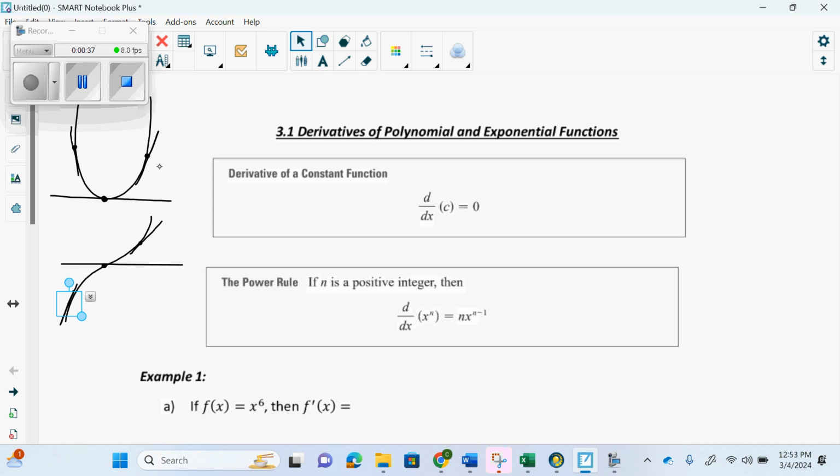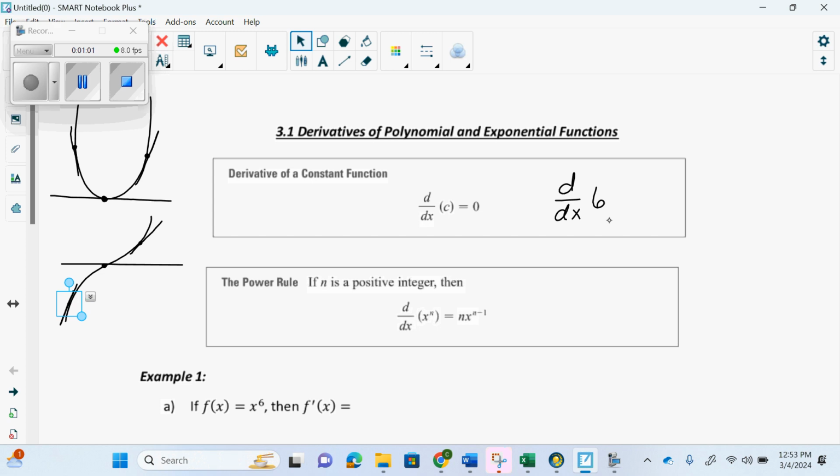So the derivative of a constant, so d over dx of c equals 0. What does that mean? It means if I take the derivative, d over dx is a fancy way of saying, I want the derivative without writing the word derivative. So d over dx of the number 6. The derivative of the number 6 is just 0.